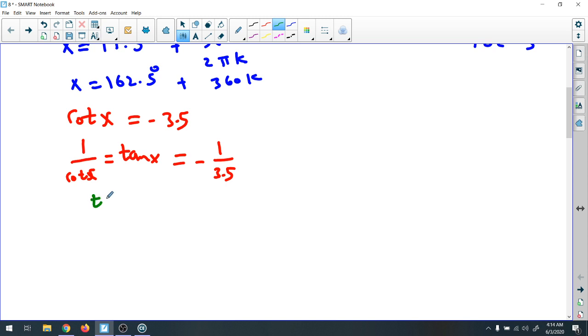So what we could do here is bring arctangent to both sides. So arctangent to tangent x, and here arctangent to negative 1 over 3.5. So arctangent cancels tangent, and x is left. And we're going to calculate this arctangent of negative 1 over 3.5.